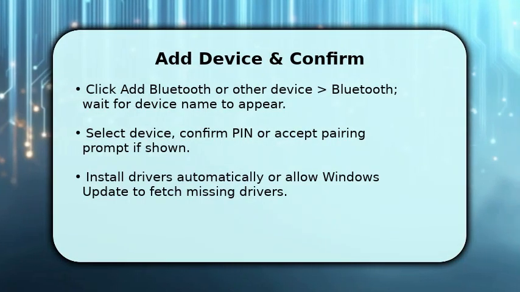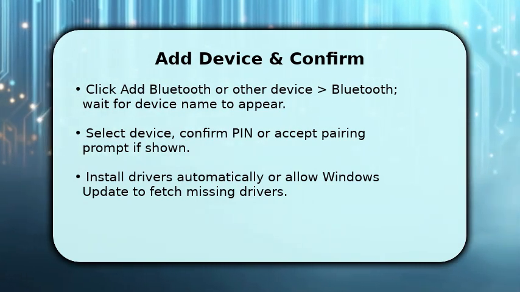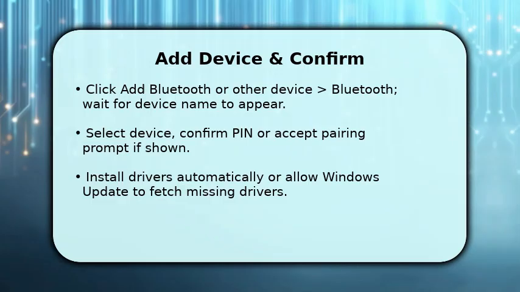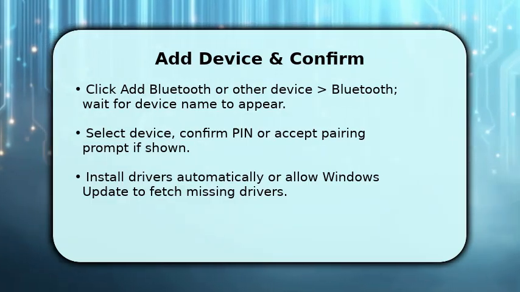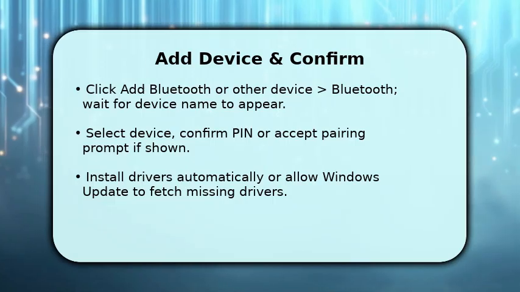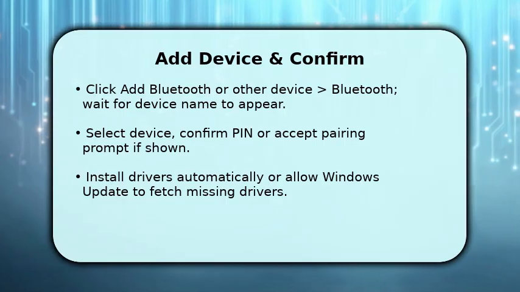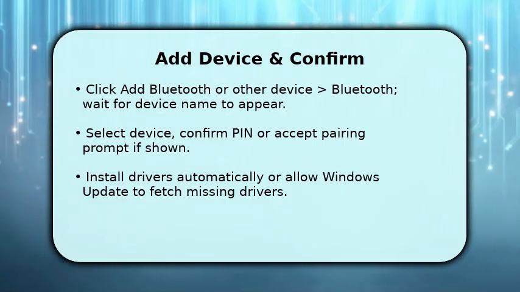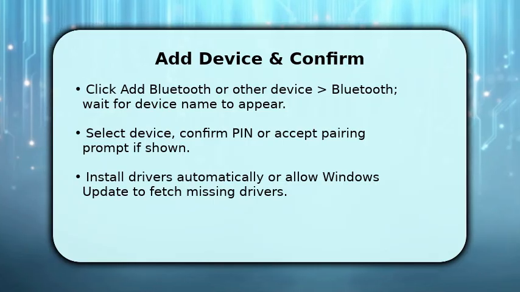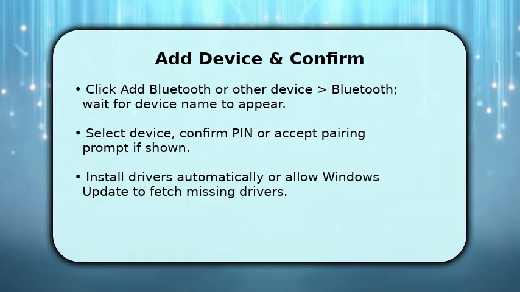Now add the device. Click Add Bluetooth or other device and choose Bluetooth. Windows will search and list names. You pick the correct name, then confirm the PIN or accept the prompt when Windows asks. This secures the link. If Windows mentions drivers, allow it to install automatically or fetch from Windows Update so the device functions fully. Once paired, you'll see a connected status. This means profiles like audio or HID are ready to use.